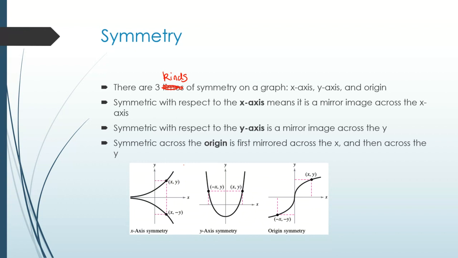And then symmetric across the origin is a little more difficult to visualize. You're reflecting first across the x. So let's say I wanted to take this right side. If I reflected across the x, that would be going down here. And then you reflect that across the y, and that gets me this portion. So if you took half of it, reflected it twice, that gets you the other half of the graph. So that's what it means to be reflected across the origin. It's confusing, but when you look at it, you can see the pattern there. So those are the 3 different types of symmetry.